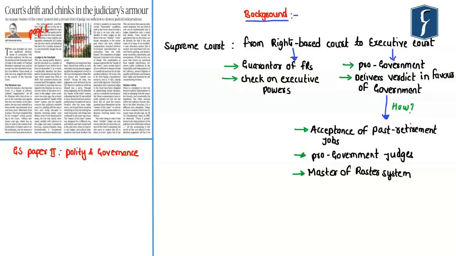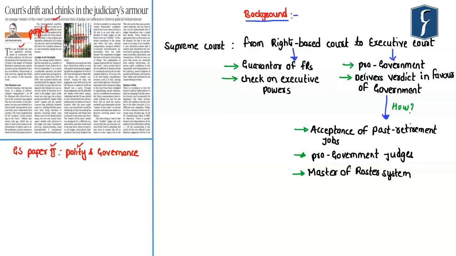Courts Drift and Chinks in the Judiciary's Armour. This article shall be important from the perspective of GS Paper 2 Polity and Governance. Now, this particular lead article is written by Mr. A.P. Shah, who is the former Chief Justice of Delhi and Madras High Court. Now, this particular article is highly critical of a Supreme Court judge who has recently retired.